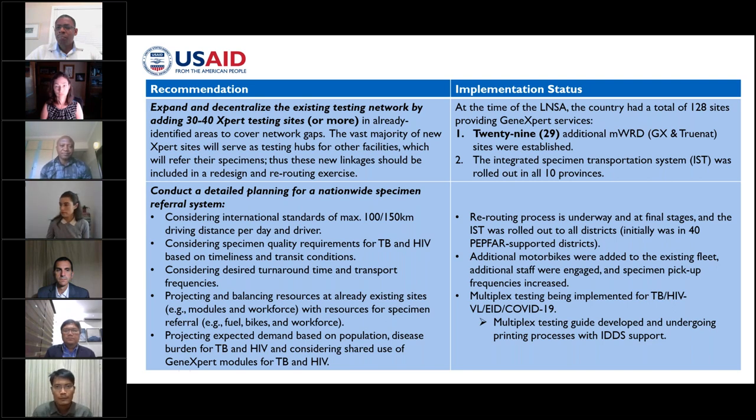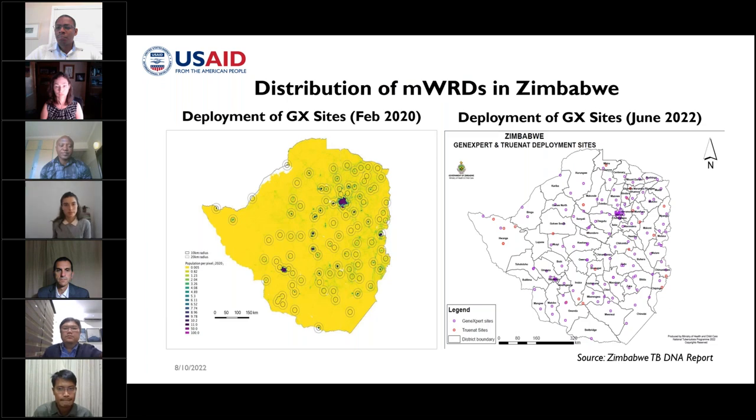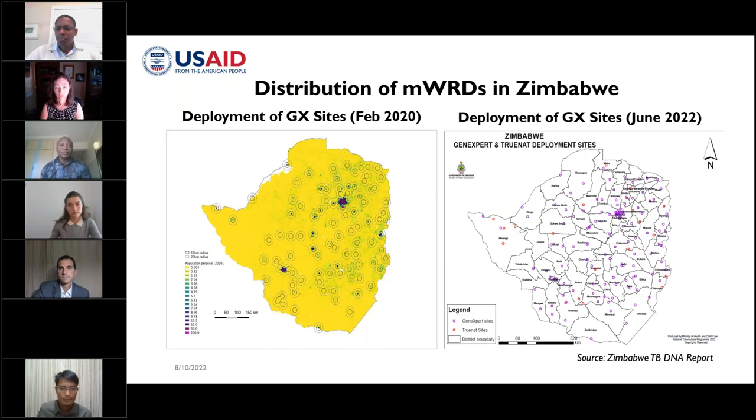Next slide, please. This slide shows the distribution of GeneXpert sites before February 2020, and what has happened by June 2022, where there has been an additional 22 NAT sites and 9 GeneXpert sites to complement what existed then. Thank you, and over to you, Mo.